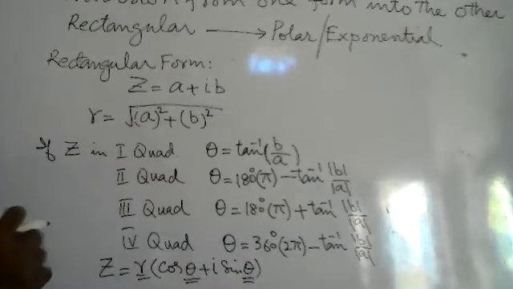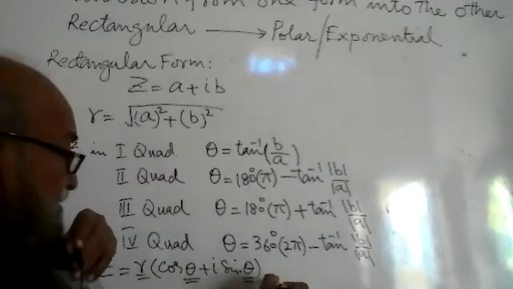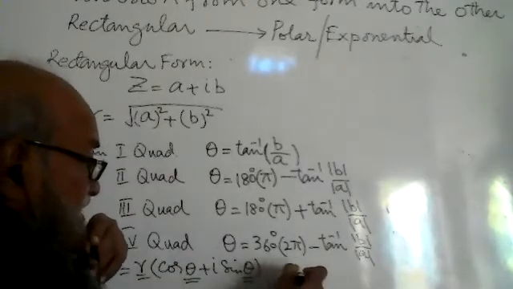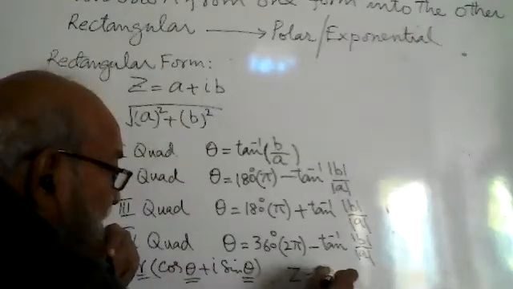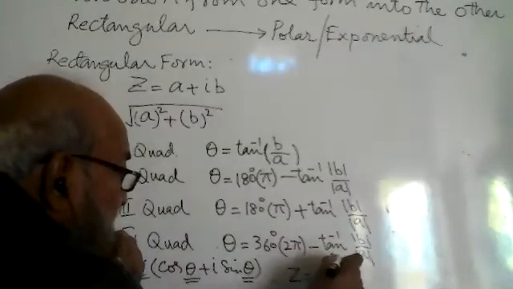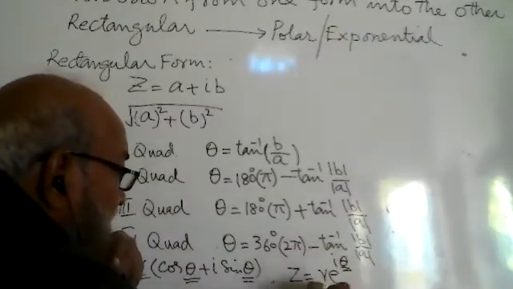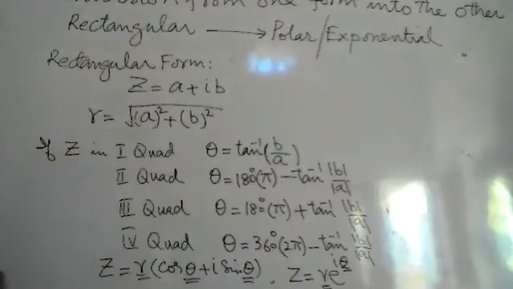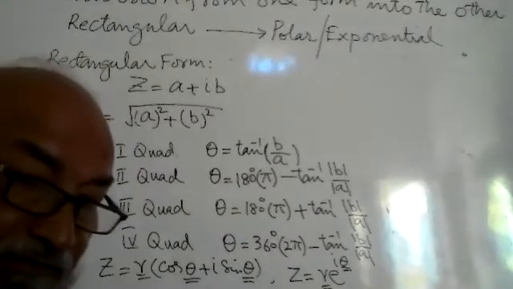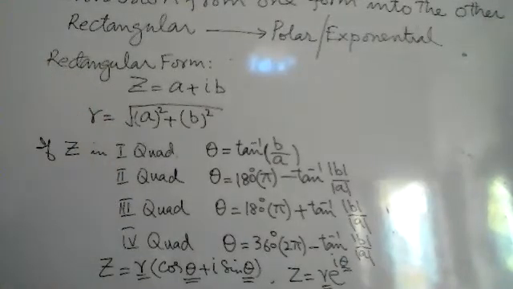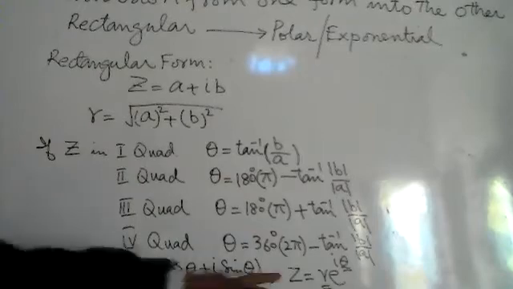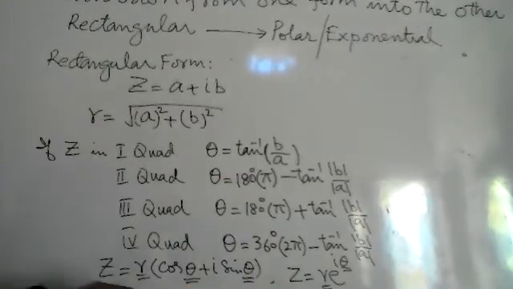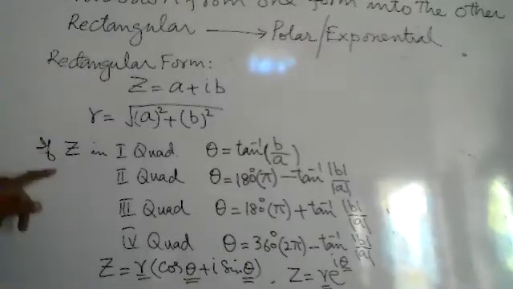This will be the polar form, and the imaginary exponential form is z equals r e raised to the power iota theta. So you have to replace theta and you have to replace r. E and iota will remain as they are. This will be the exponential form and this is the polar form. So this is the way to convert the rectangular form into the polar form and the exponential form.